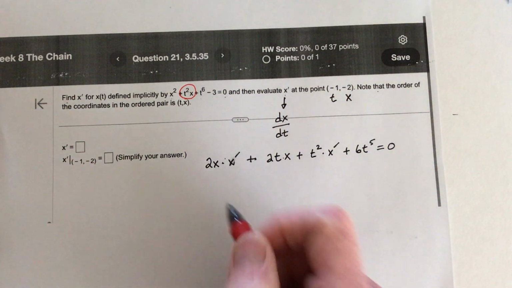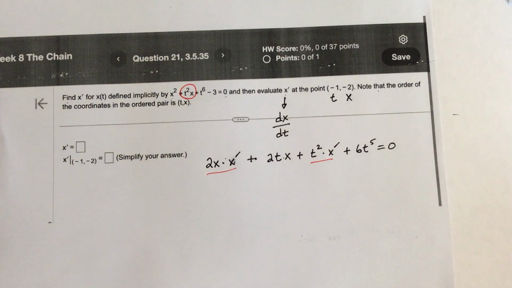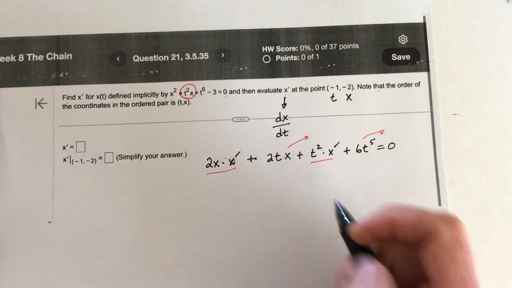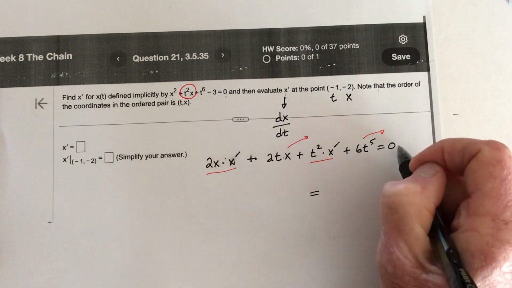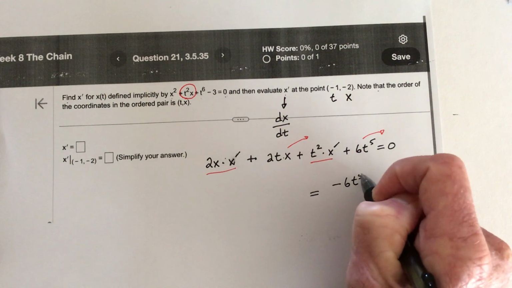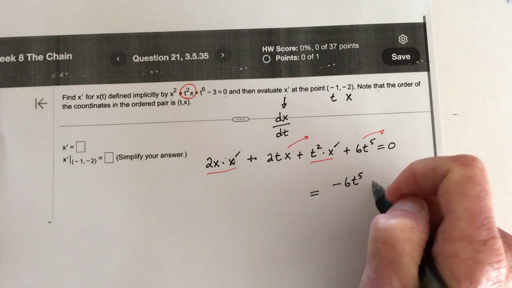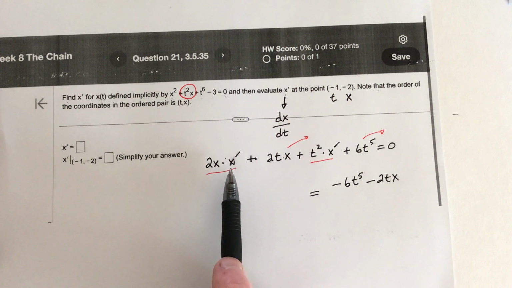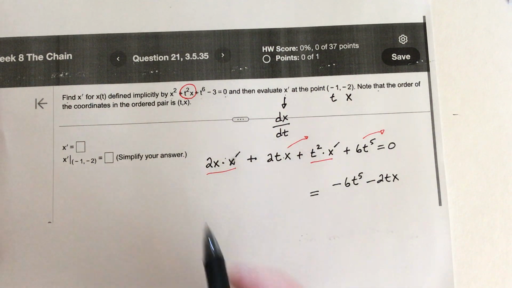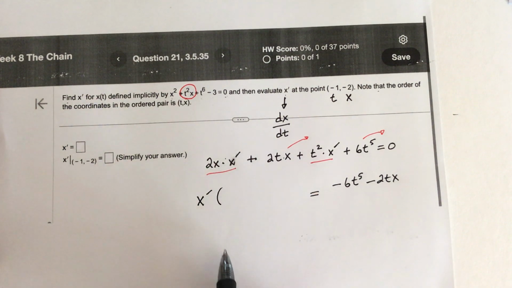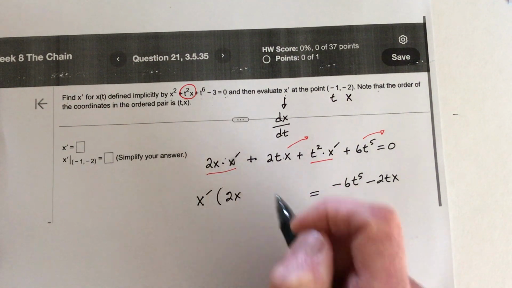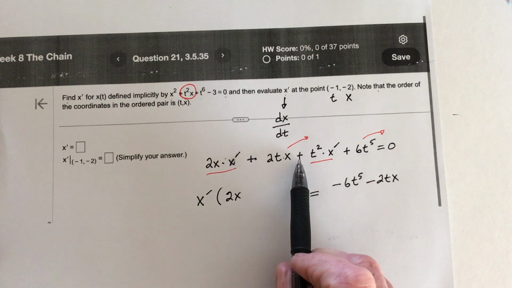And like the last one, we need to solve for x prime. So anything that has an x prime needs to be on one side. The things that don't have x prime need to be moved to the other side. So on the right side, I would subtract this, so it becomes negative 6t to the 5th. I'd also need to subtract this to move it to the right side, so minus 2t times x. And now on the left side, this has x prime and this has x prime, so I could factor out x prime. When I factor out the x prime, this is just going to be a 2x. When I factor out this x prime, it leaves plus t squared.